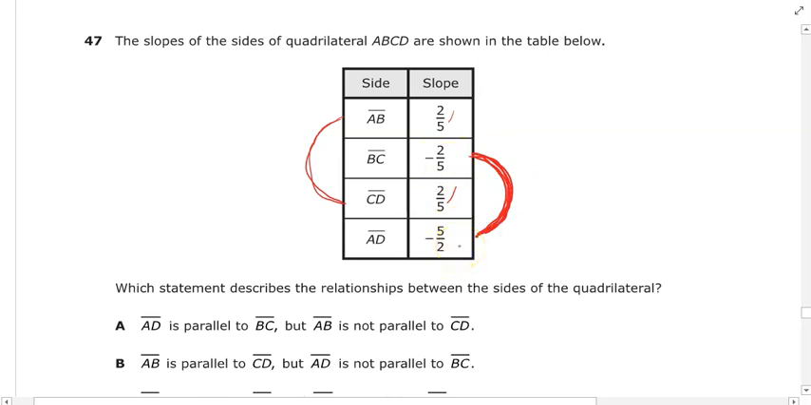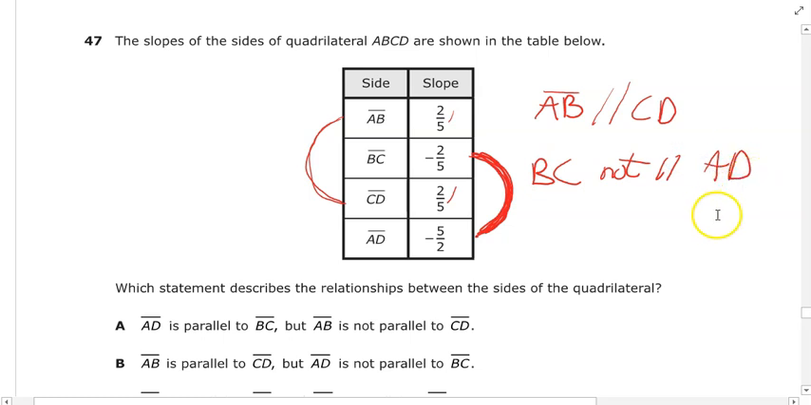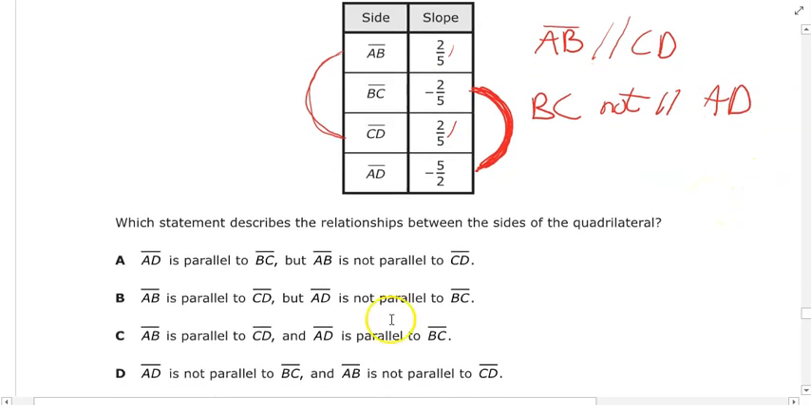So these two are parallel. AB is parallel to CD because they have the same slope, positive 2/5. These two are not parallel. So BC is not parallel to AD. And I think that's what our answer choices tell us here.